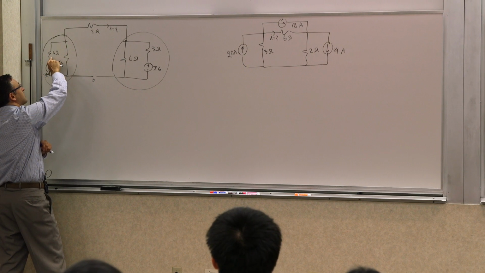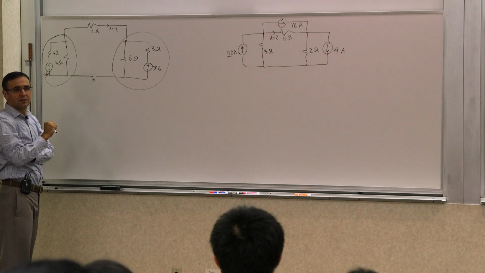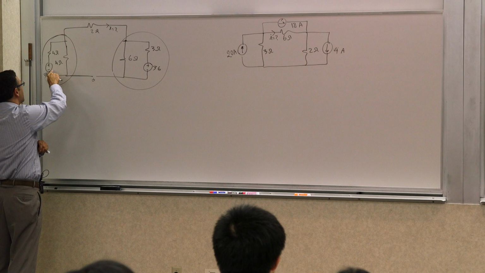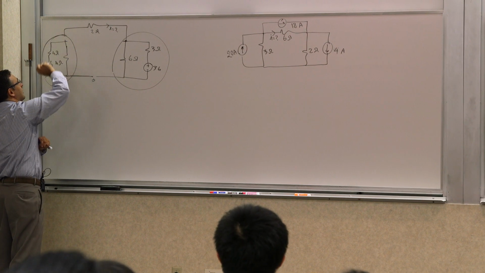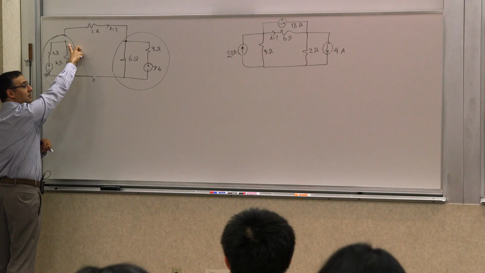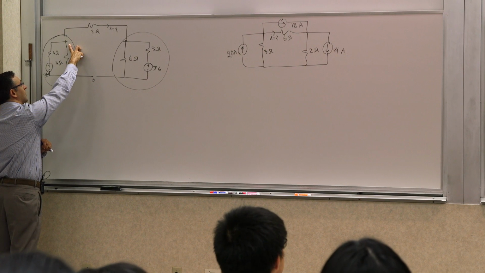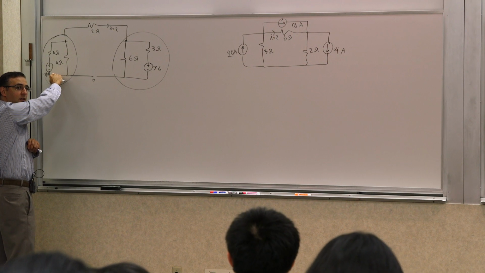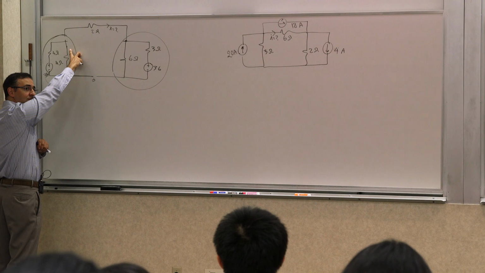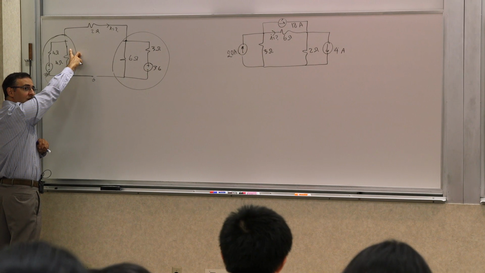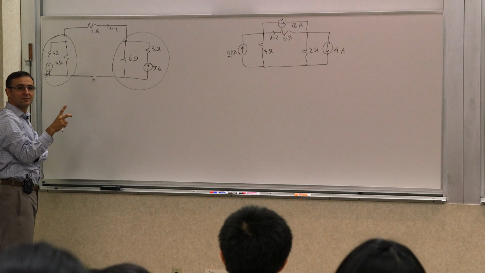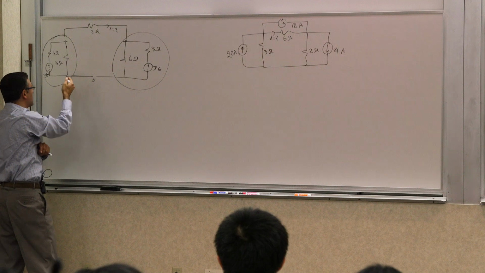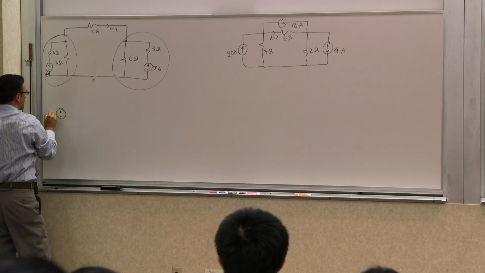If this is 36 volts, this is 4 ohms. Forget about this. Imagine that this is not connected to anything. What is the voltage across here when it's open circuited? It's 4 ohms and 4 ohms and 36 volts. We have a voltage divider, right? So what's the voltage here? 4 ohms, 4 ohms. 18 volts, half of it, right? The open circuit voltage is going to be 18 volts.